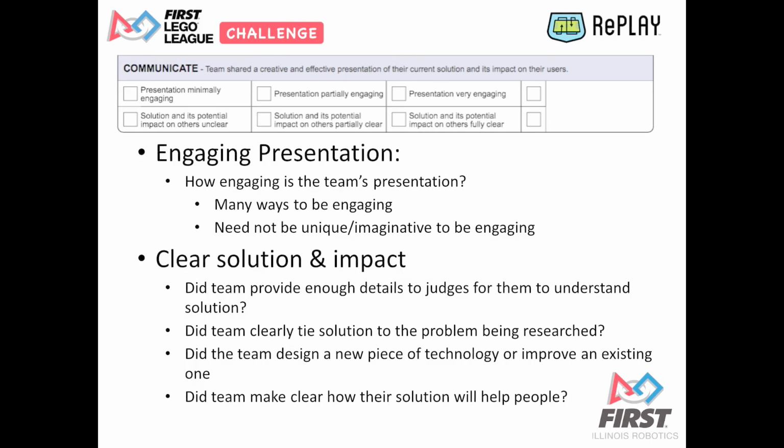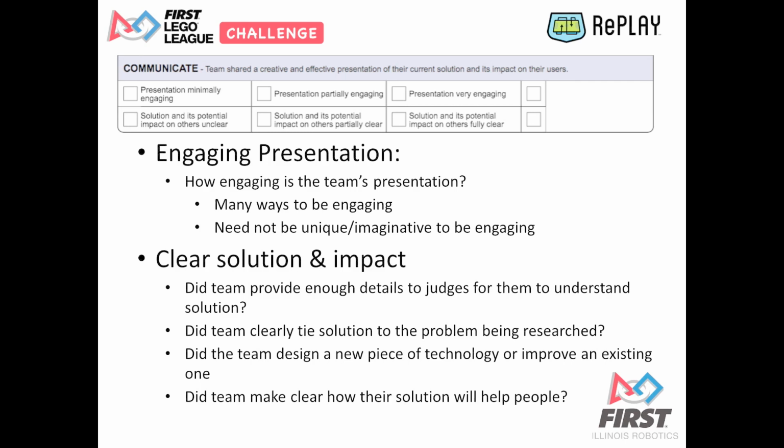Finally, the Communicate section of the rubric looks at how engaging the team's presentation was and whether they were able to convey to the judges what kind of impact their solution could have. While judges are looking for presentations that are engaging, this can be achieved in a large number of ways, and you should remember that a presentation need not be unique or especially imaginative to still be engaging. It just means that it drew the audience in and made the audience interested.